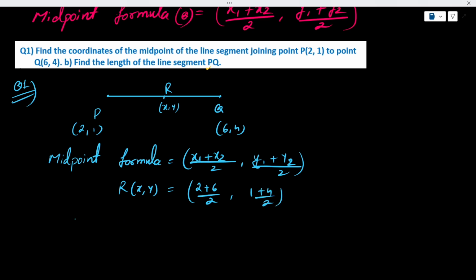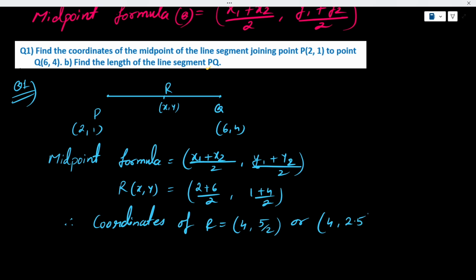So the coordinates of R are 2 plus 6, 8, 8 by 2, that is 4 comma 5 by 2, or you can write 4 comma 2.5 in decimal, right? So you got the coordinates as 4 comma 2.5. After that, what is written in part B? This is part A, right?